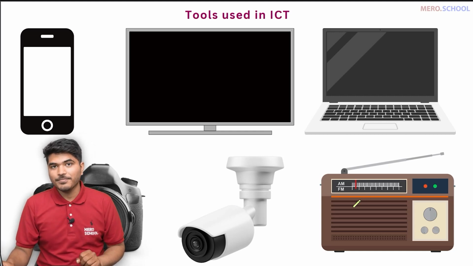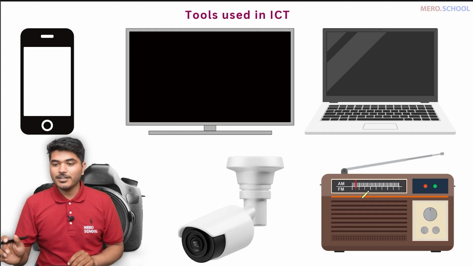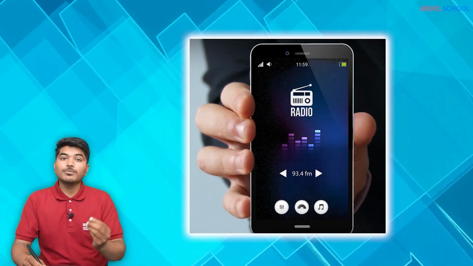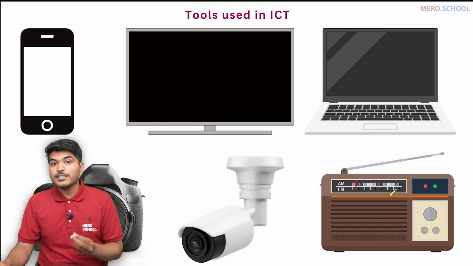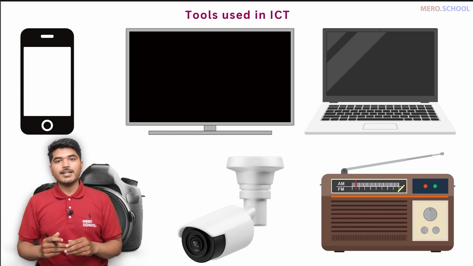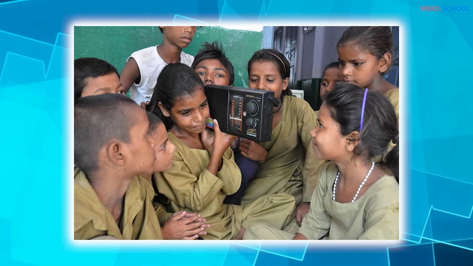Then we have a radio. You might not have seen a radio because radios are quite outdated now. If you have seen one, that's very great. But all this radio stuff now comes in the mobile phone. So you might have used the radio on your mobile phone, right? So where is it used? It is used to convey information from one side, that is the radio station, to all the people who have a radio. So these are the devices used in ICT, information and communication technology.